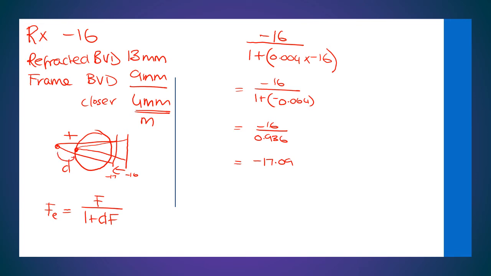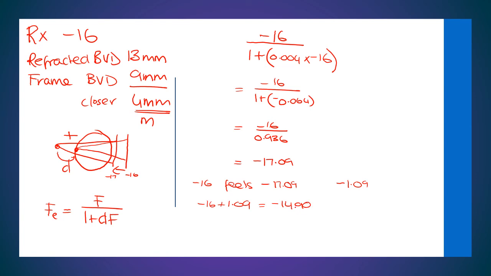So I need to change this prescription by that difference. So a minus 16 feels like minus 17.09 when I move it closer. So I need to take that difference. So the difference would be minus 1.09 and add that back on to my original prescription. So basically we're going to do minus 16 and we're going to add this amount on. So the new prescription that I'm going to give would be a minus 14.90.